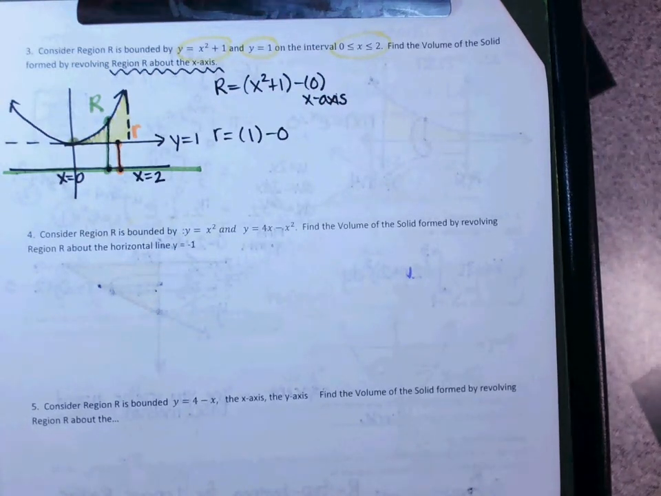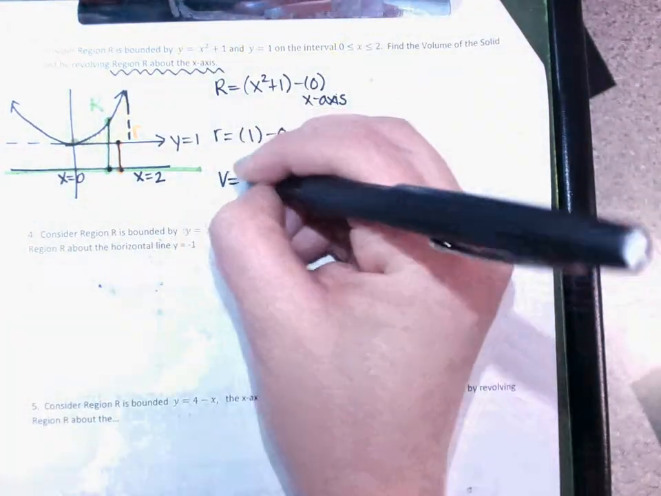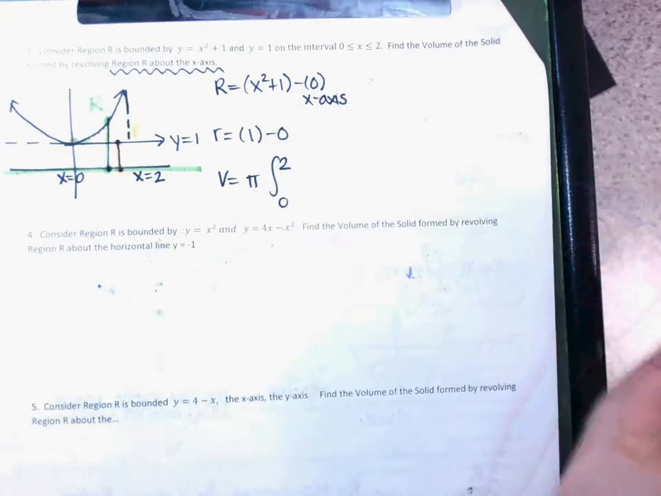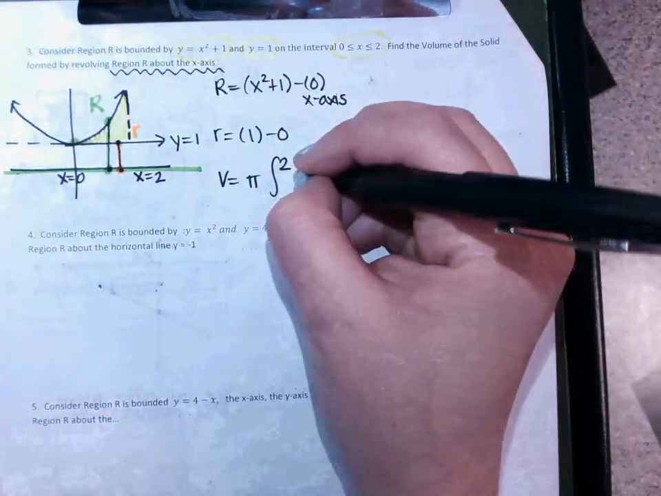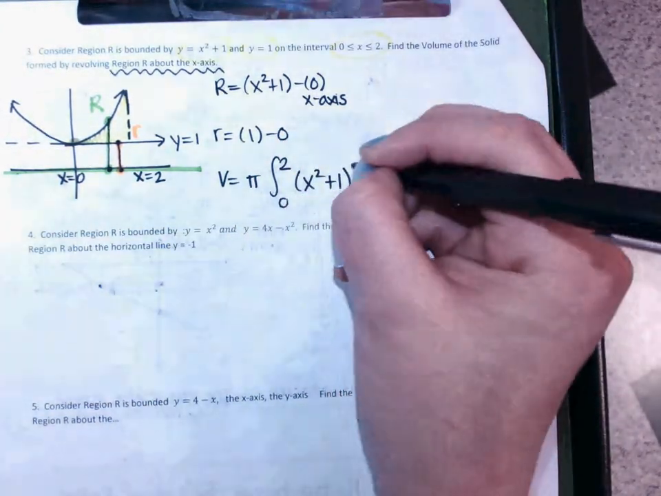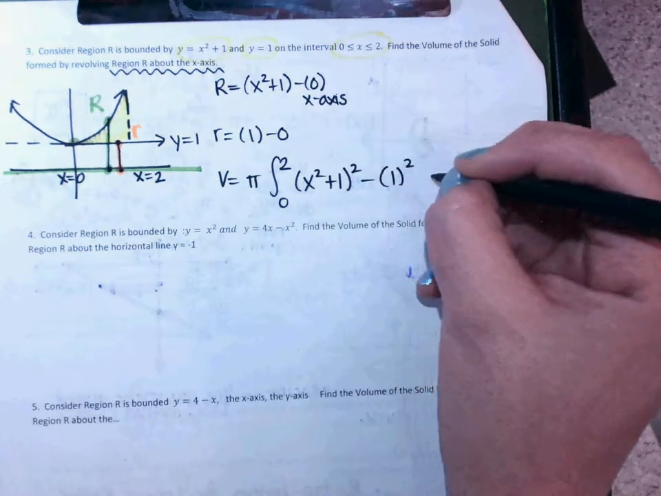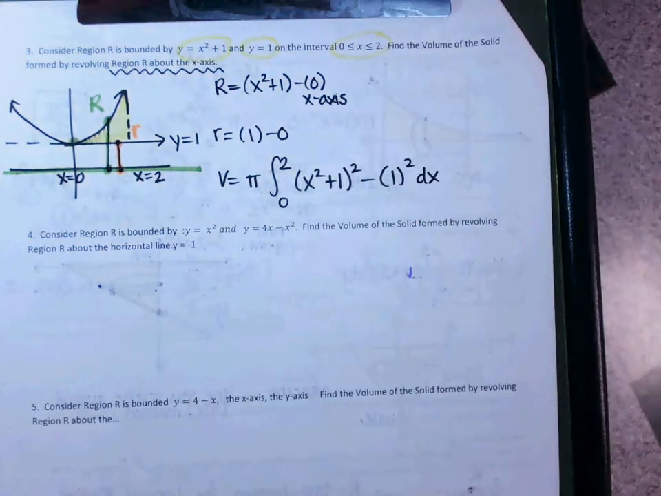Okay, where am I going to integrate from? What are my x values? 0 to 2. Good. Volume equals pi, integral 0 to 2. And then it would be x squared plus 1, not writing the 0, minus 1 squared, not writing the 0. And then you're done. So instead of 1 pi r squared, you have pi R squared minus pi r squared. Okay, go down to the next one.